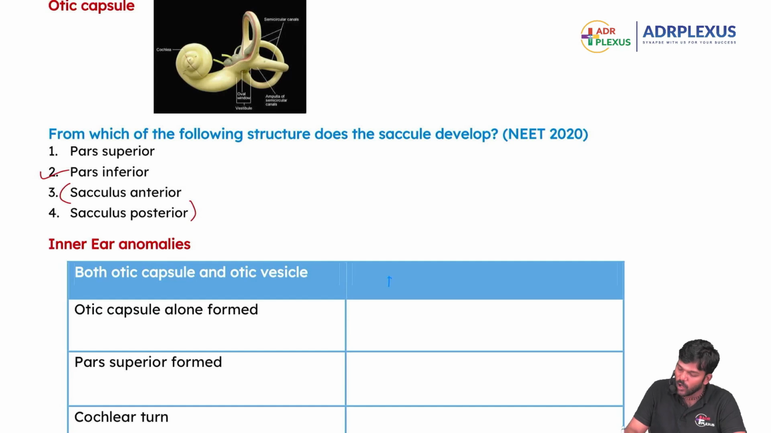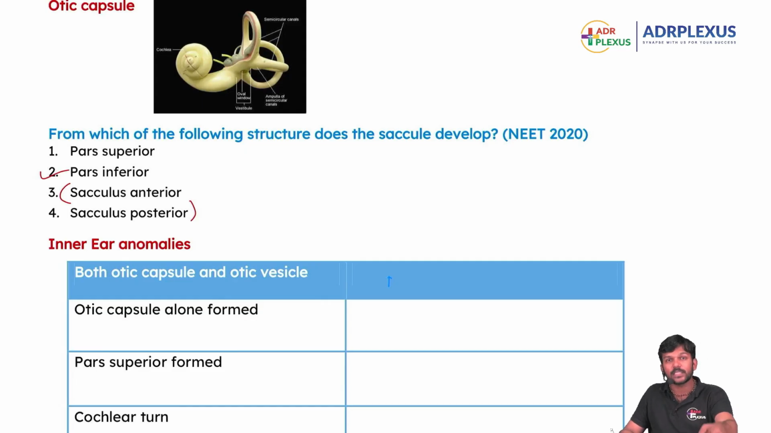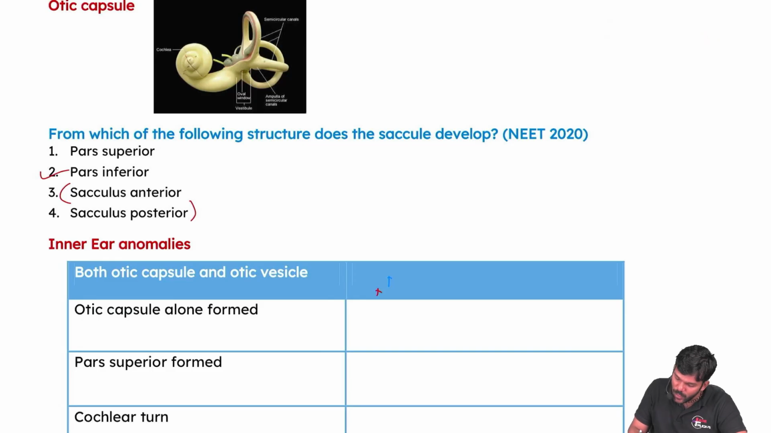With that note, if both the otic capsule and otic vesicle are not formed, which means the otic pit itself is not formed, it is a hell of a life for the baby. No inner ear. If the baby has no inner ear, she will have no hearing and no balance mechanism. If the baby has a hell of a life, we name it Michel deformity.